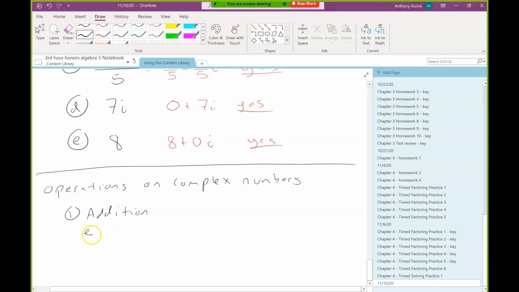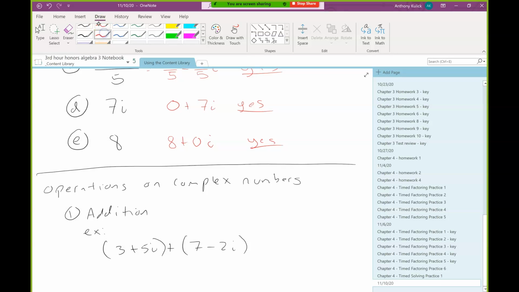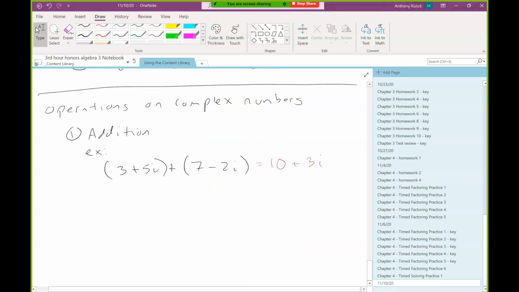So here's two complex numbers that we're going to add together: 3 plus 5i plus 7 minus 2i. How would you hope that this works? We'll just add the real parts together and then add the imaginary parts together. And that's it. 3 and 7 made 10. 5i and negative 2i made positive 3i. No big deal, right? Basically, what are we doing here? Just combining like terms. Is that okay?